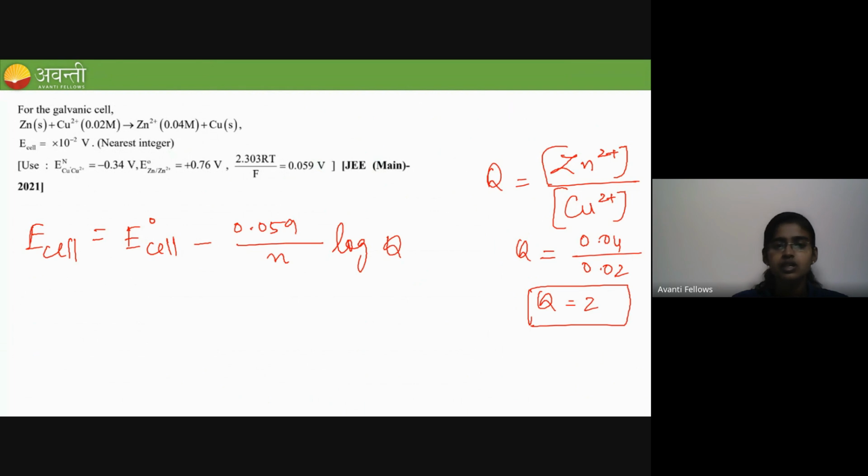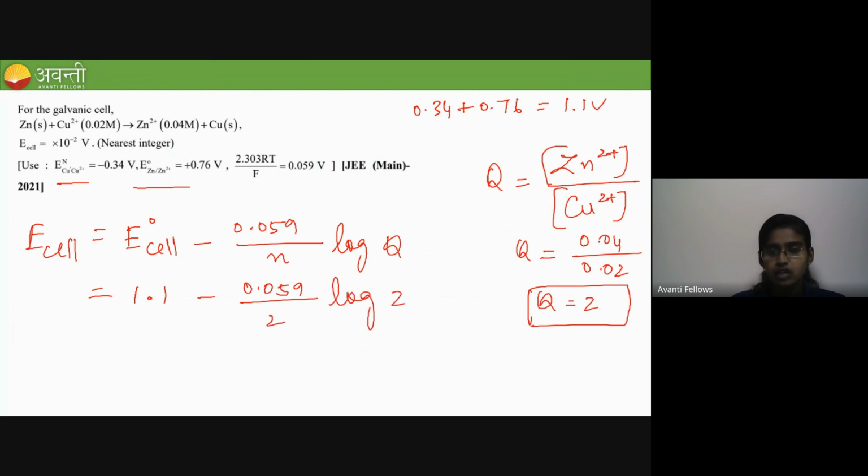Now substitute here. To find out the E naught cell, we have to add these two, 0.34 plus 0.76 will give us 1.1 volt. So that is 1.1 here and here it is 0.059 by N. N is the number of electrons lost or gained. 2 electrons are lost for zinc, right? And 2 electrons are gained by copper. So the value of N is 2 and the value of Q is also 2.